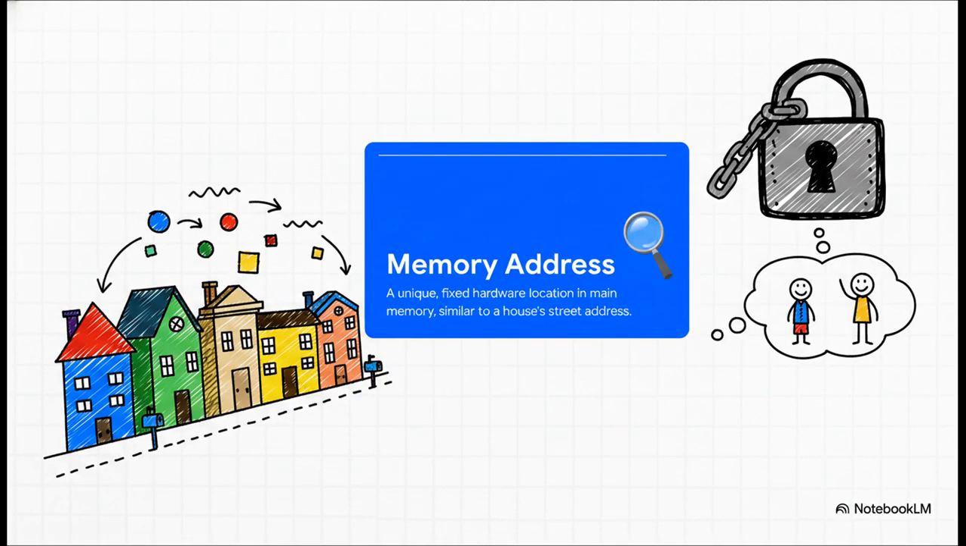Which brings us to the memory address, a unique fixed hardware location in main memory. It's basically a house's street address, where your variable data lives. The absolute core concept to grasp here is that the address is fixed. Think of your variables as houses along a physical street. The address doesn't change, right? People use it to find the house. It's a hardware property. But the contents, the occupants actually living inside the house, well, they can change or vary over time. The lot stays exactly the same, but who rents it? Totally up to your code.